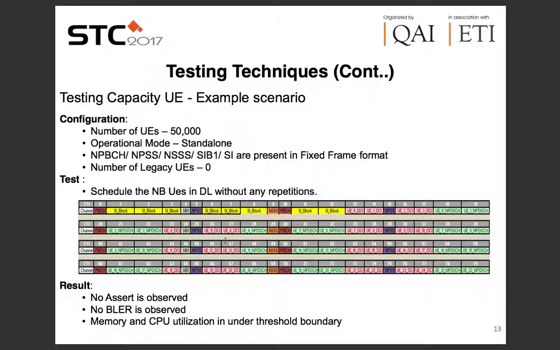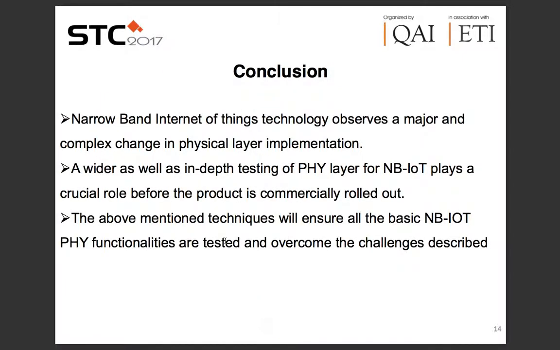With this, we can conclude the presentation that the narrowband Internet of Things observes a major and complex change in physical layer implementation. A wider as well as in-depth testing of the physical layer for NB-IoT plays a crucial role before the product is commercially rolled out. The above mentioned techniques that we have discussed previously will ensure all the basic NB-IoT physical layer functionalities are tested and overcome the challenges described.